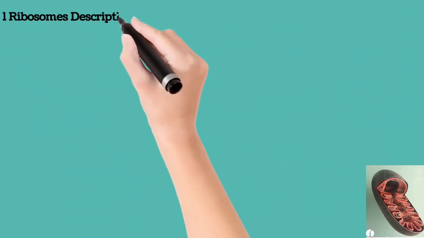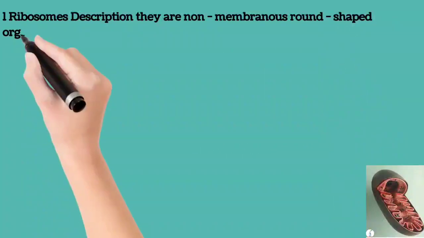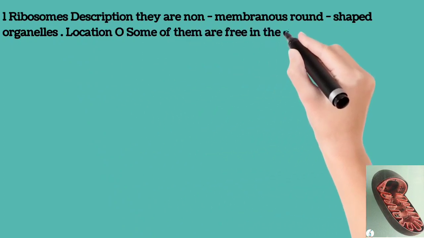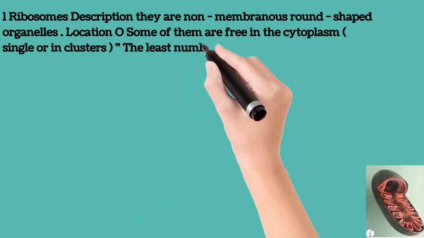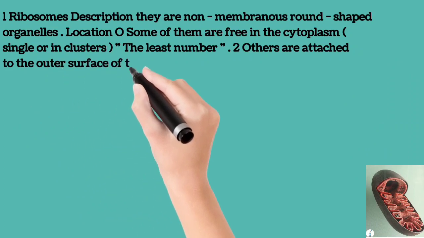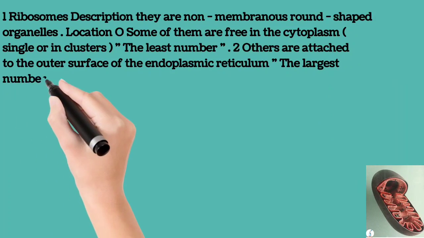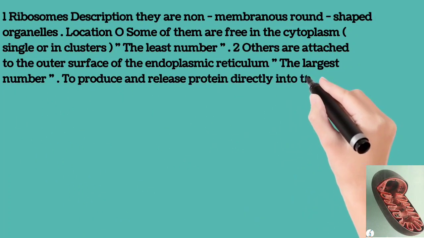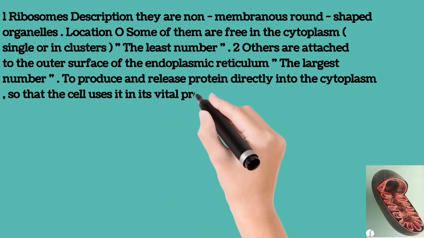Ribosomes. Description: they are non-membranous round-shaped organelles. Location: some of them are free in the cytoplasm, single or in clusters, the least number. Others are attached to the outer surface of the endoplasmic reticulum, the largest number. The free ones produce and release protein directly into the cytoplasm, so that the cell uses it in its vital processes, such as growth, regeneration and others.